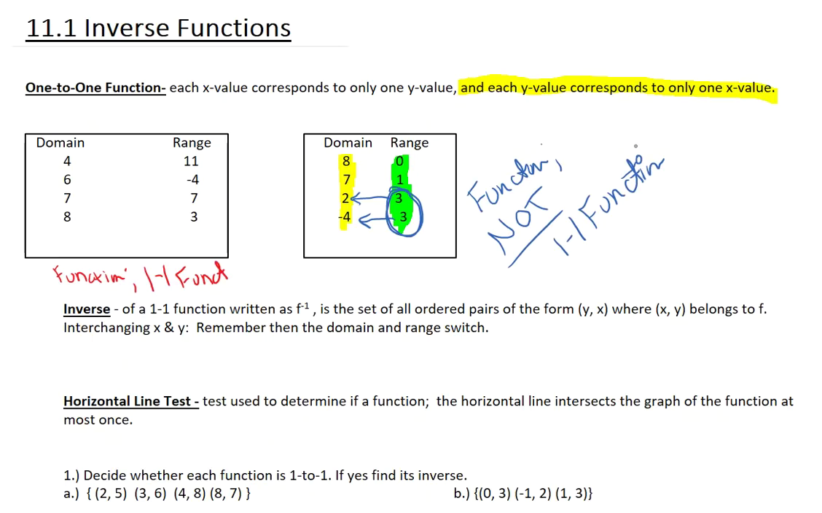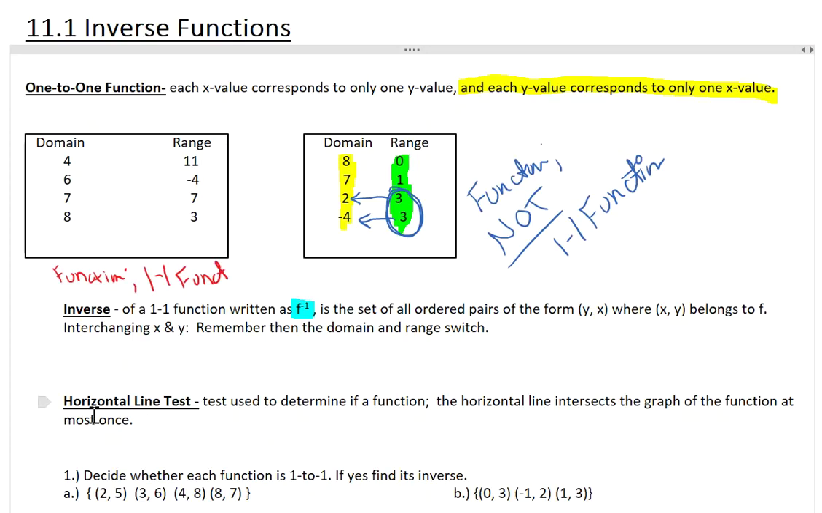If a function is one-to-one, it can have what we call an inverse function. That inverse function occurs, again, only with one-to-one, and it's written with the notation f of -1. It's a set of all ordered pairs of the form (y, x), where (x, y) belongs to the function. Basically, you're switching the x and the y's around. So the domain becomes the range, and the range becomes the domain. Again, all you're doing is swapping those two things.